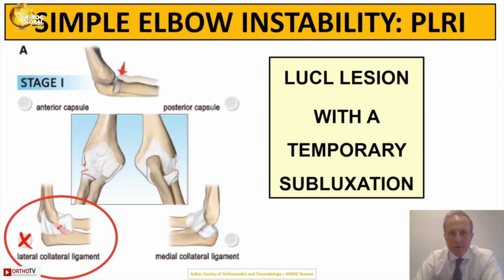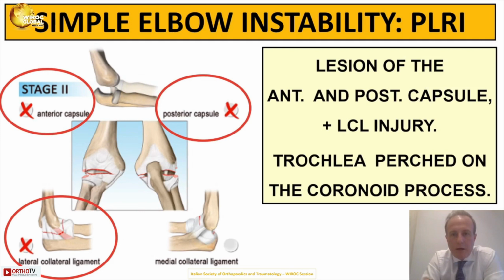Stage 1 presents a lesion of the LUCL with a temporary subluxation. Stage 2 presents lesion of the anterior and posterior capsule in addition to the lateral collateral ligament injury. The joint is dislocated with the trochlea pierced on the coronoid process.